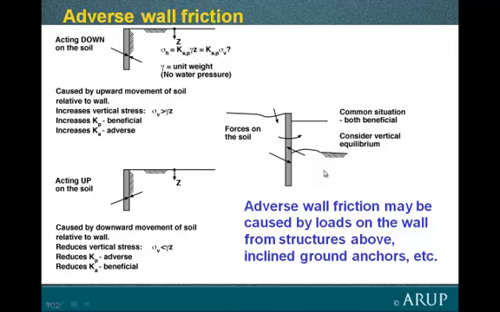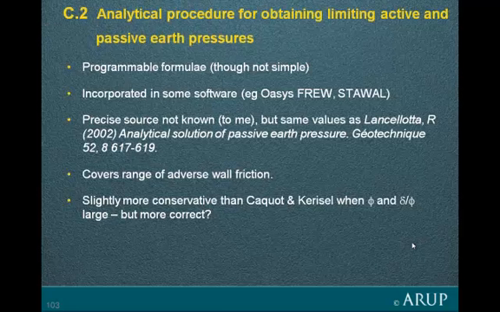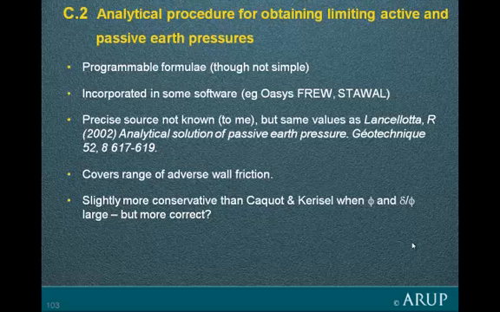If that isn't the case, then Kerisel and Absi don't provide the numbers. And adverse wall friction may be caused by loads on the wall from structures or inclined ground anchors. Annex C also provides some programmable formulae. They're not simple to use. They're built into the Oasys software through Starwall.